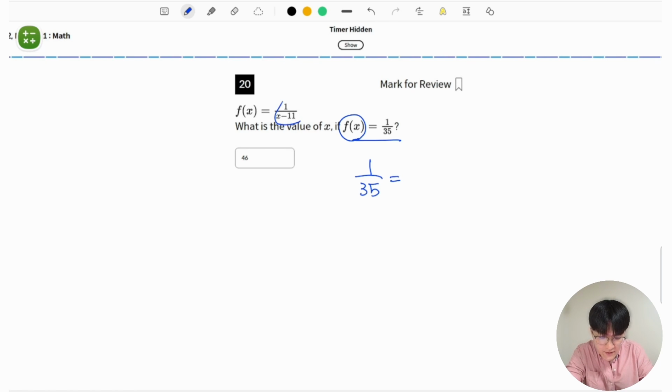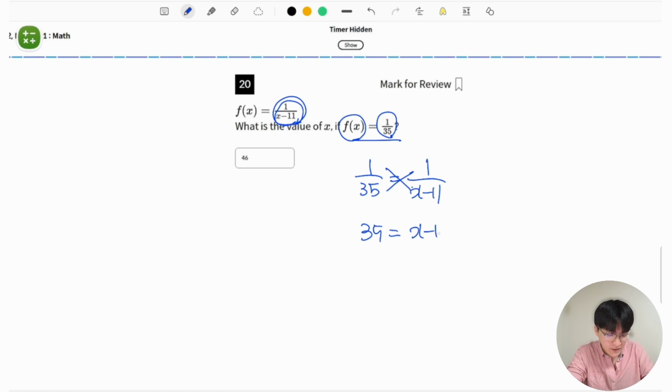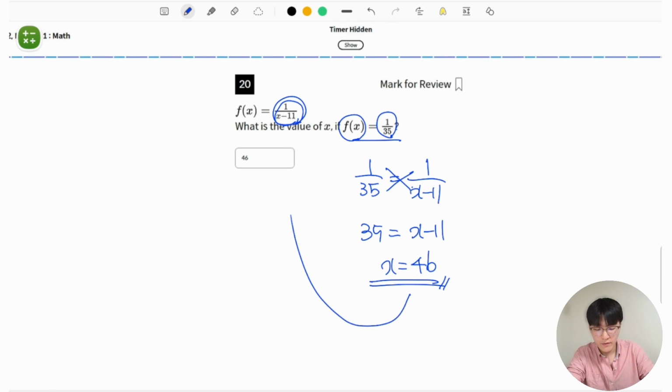And we know that this is equal to 1 over x minus 11, right? So we've equated this information and this information. And all we need to do now is cross multiply and solve. 35 is equal to x minus 11, and therefore x is equal to 46. And what do we have? Our answer. And that is question number 20.